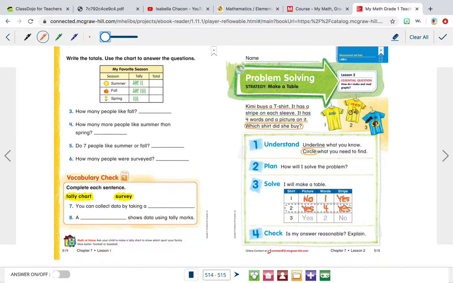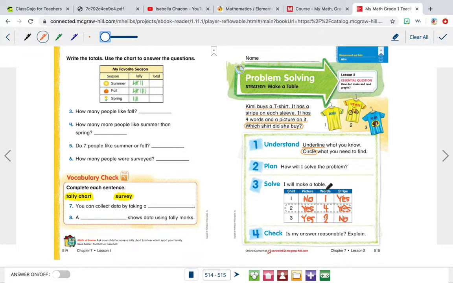So shirt 3, does it have a picture on it? Yes. Kimmy's shirt does have a picture on it, so this shirt 3 could possibly be it. Does it have words on it? Let's see. "My dog." 1, 2. It has 2 words on it. Kimmy's shirt is supposed to have 4 words on it. So this one only has 2, and I don't think this is going to be the shirt. Does shirt 3 have stripes on the sleeves? No, it does not. So we're going to say no.